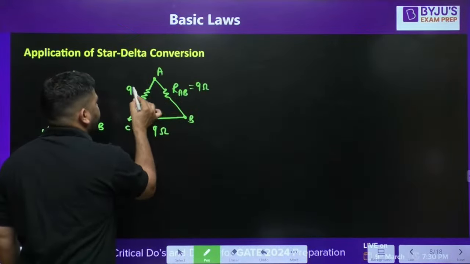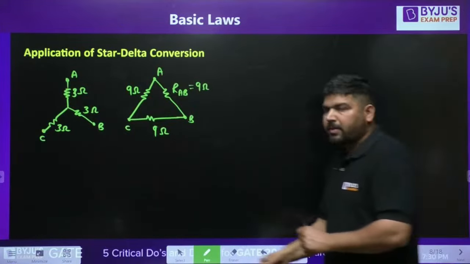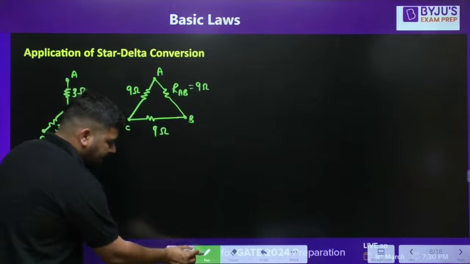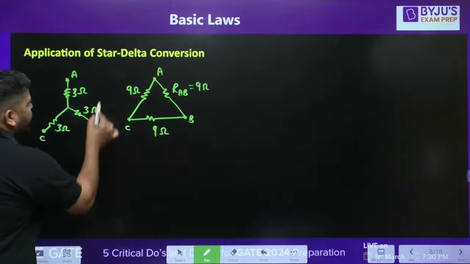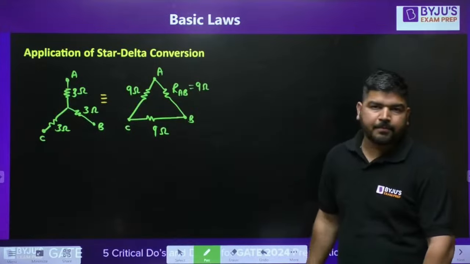This will also be 9 ohm. So it's very easy to calculate. I hope you understood. Now, the important point is, we know that these two circuits are equivalent to one another.